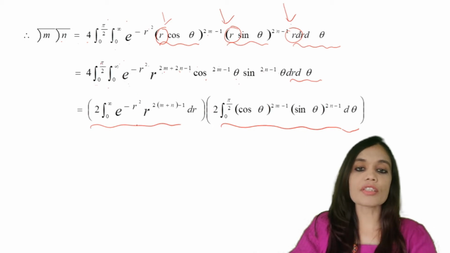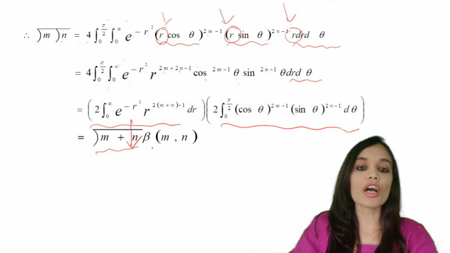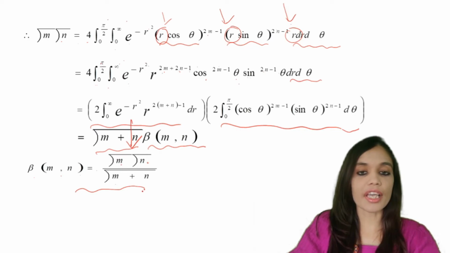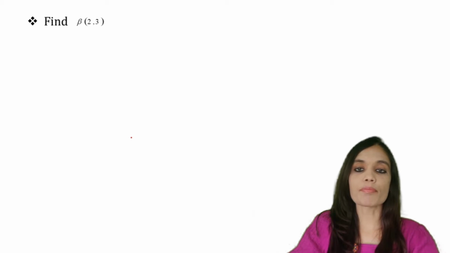So from this we can say that this is what? Gamma m plus n, and this is our formula of beta m comma n, right? So finally from this we can say that beta m comma n is equals to gamma m into gamma n upon gamma m plus n. Okay, so now let us solve one example.